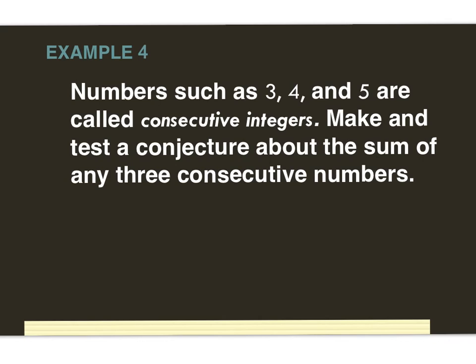Now, they're not going to be the same, right? 1, 2, 3 is not going to be this. If I add those, it's not going to be the same as like 101 and 102 and 103. But there is something that you can determine from them. So go ahead and pick 3 sets of 3 consecutive numbers. Find their sum, and then see what you can determine from all of those sums.